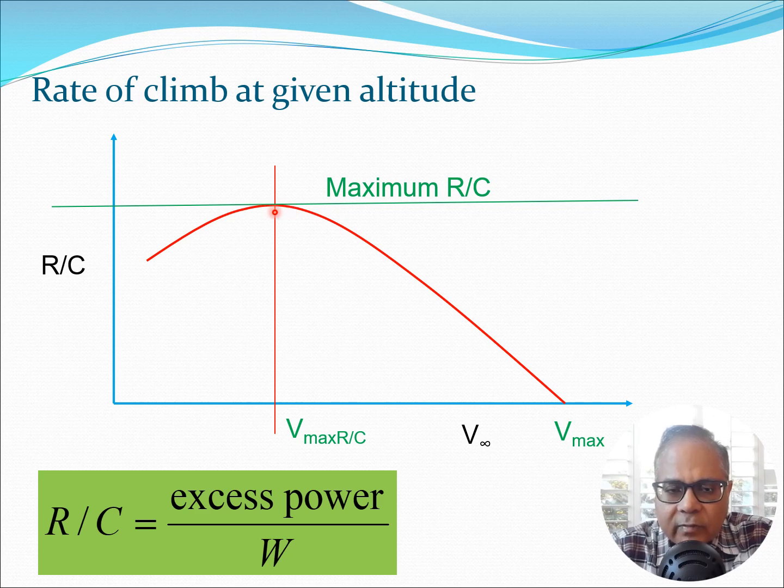And then at a certain point you reach maximum rate of climb, and this corresponds to the maximum rate of climb velocity. And this is of course for a particular given altitude. In all these cases, remember, these graphs are for a given value of h. So it could be at sea level, it could be at 5,000 feet, it could be at 10,000 feet. The curves would be different corresponding to those situations.